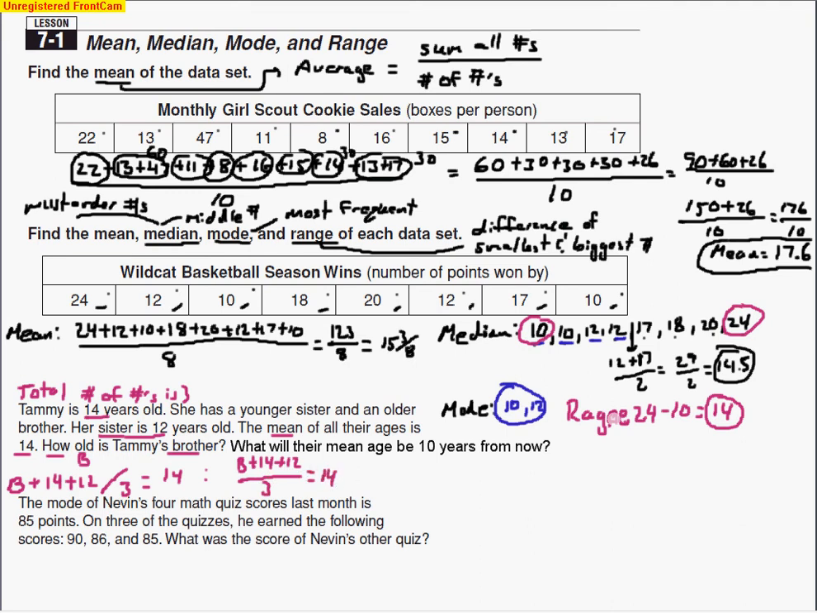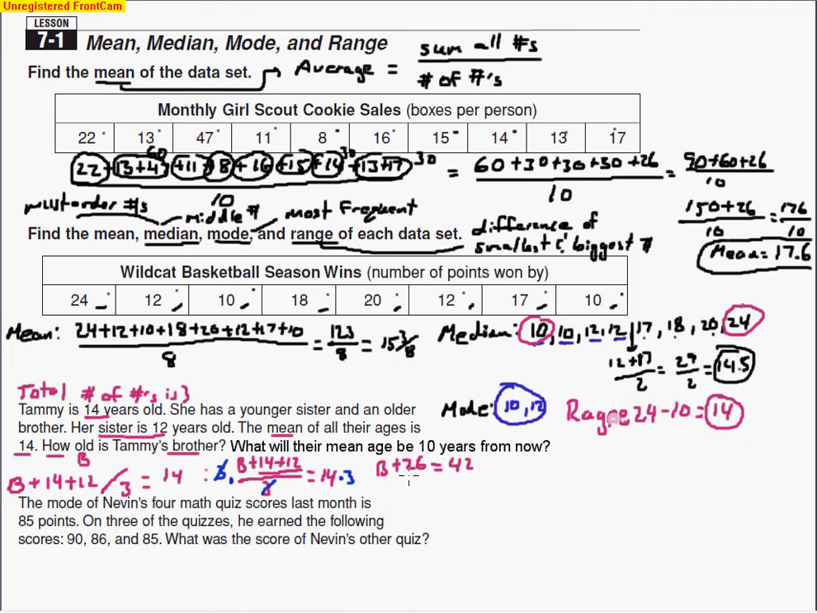Well, what I could do is use some opposite operations. I could solve this like an equation. If I multiplied by 3, these 3's would cancel out. Let's do the same thing on this side. We're left with B plus 14 on the left-hand side. Now I can add these 2 numbers together, 14 and 12, which makes 26. So the sister's age and Tammy's age makes 26 years. And this all equals 3 times 14, which makes 42.